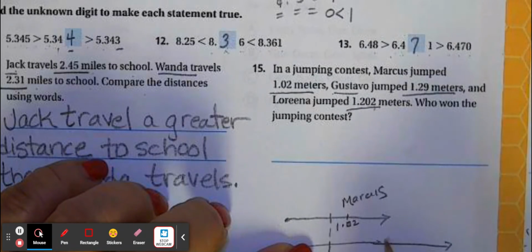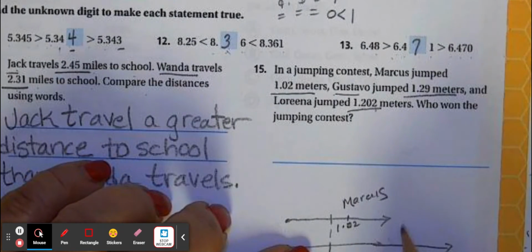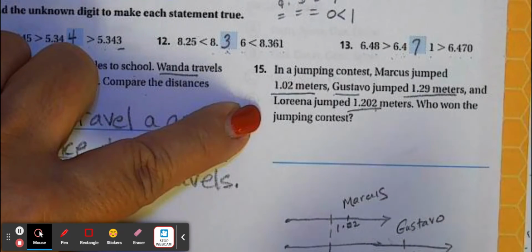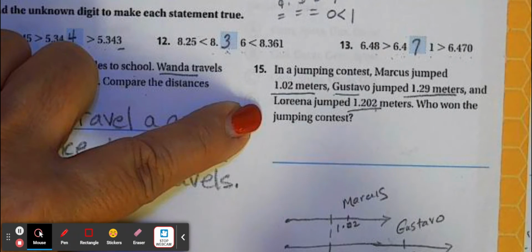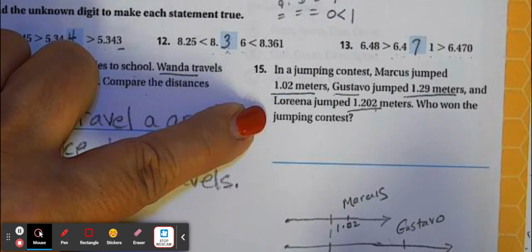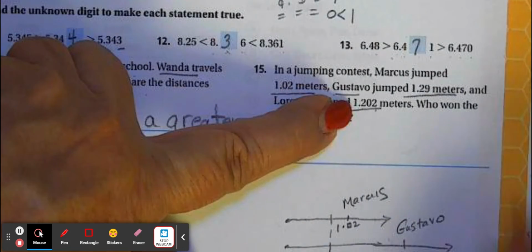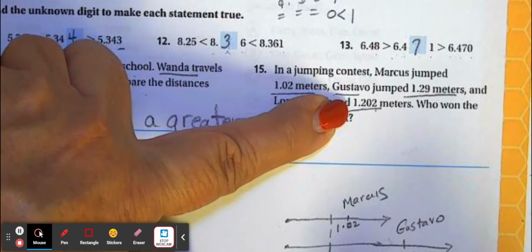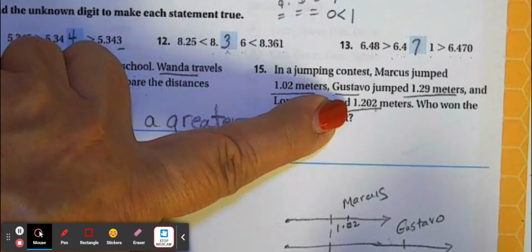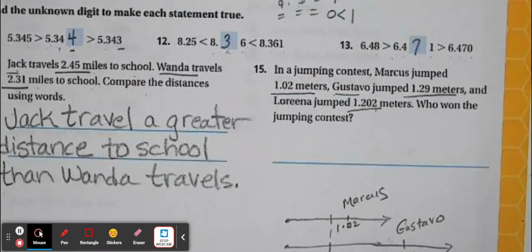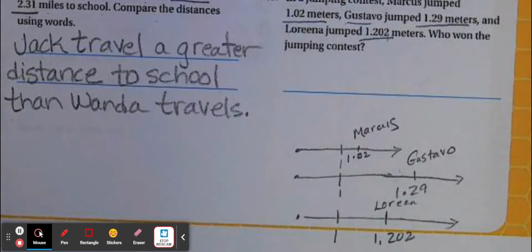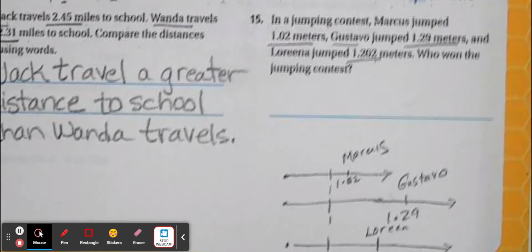So he's 1 and 29 hundredths. So this is Gustavo. And Lorena was 1 and it's almost like 20, right? So Lorena's here. Who jumped the furthest? Okay, so that's what I did. I drew out a picture, kind of giving me a ballpark.